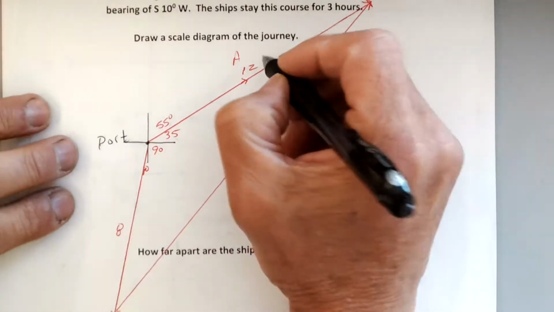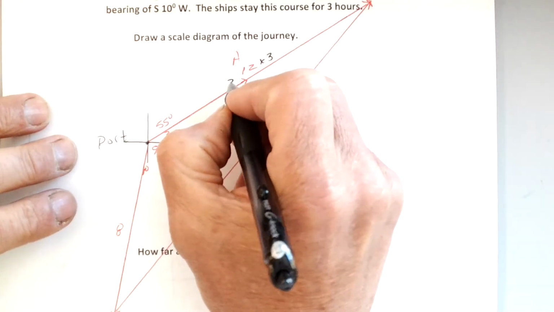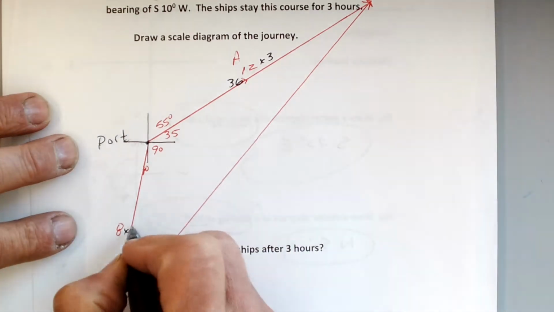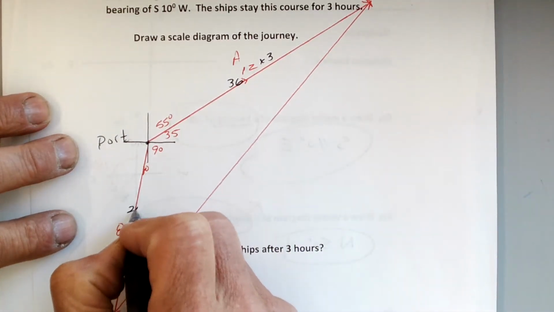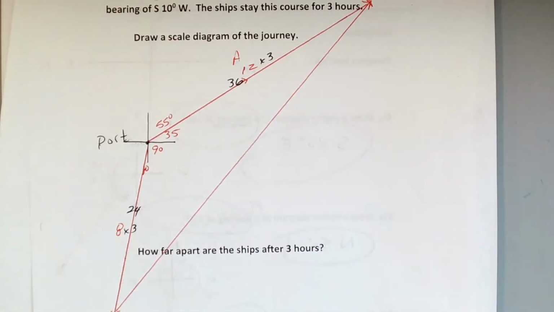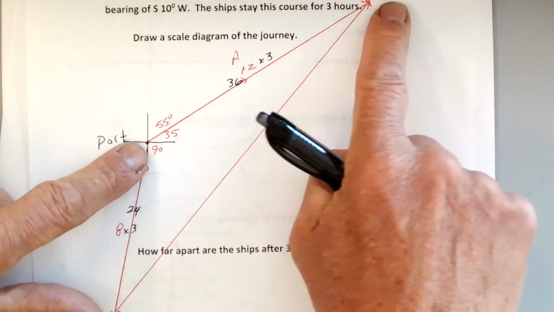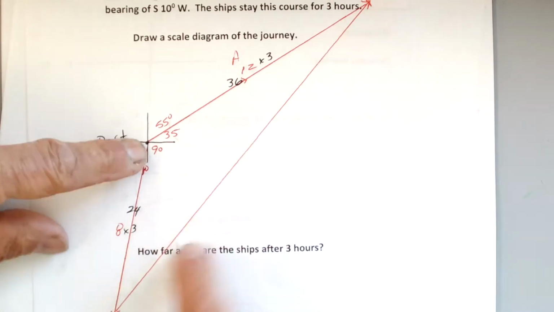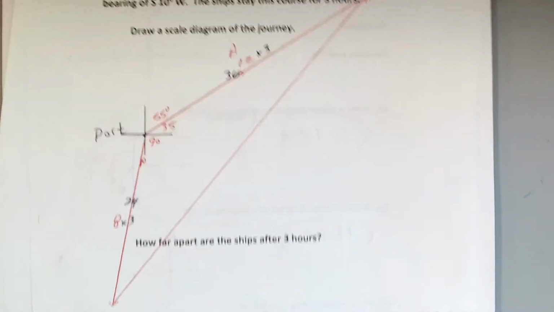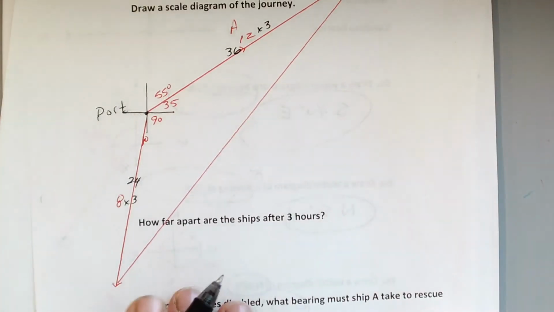So I'll say, okay, let's multiply this by 3. So this length is now 36. Multiply this by 3, so this length is 24, okay? So now they've gone for 3 hours. This one's 36 nautical miles away from port. Ship B is 24 nautical miles away from port, okay? So the question is, how far away are they?